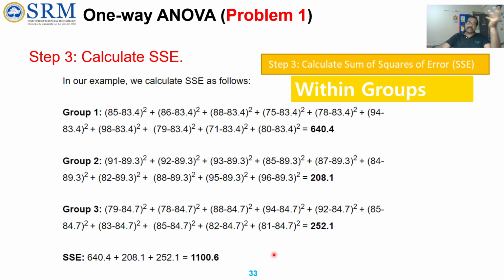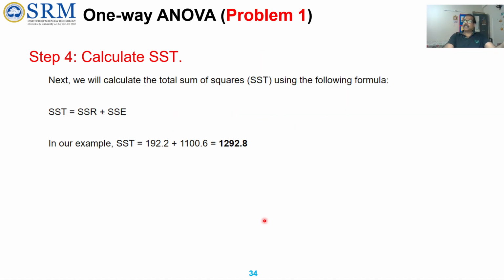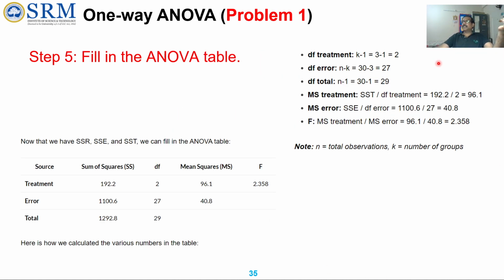So sums of squares of treatment we know, sums of squares of error we know. With that, we can calculate the mean square with the degrees of freedom. Degrees of freedom we know: number of observations, k and n. k is 3 groups, so 3 minus 1. N is the number of observations, 30, minus k will be the degrees of freedom for the error. Degrees of freedom for the total is n minus 1, so 29.